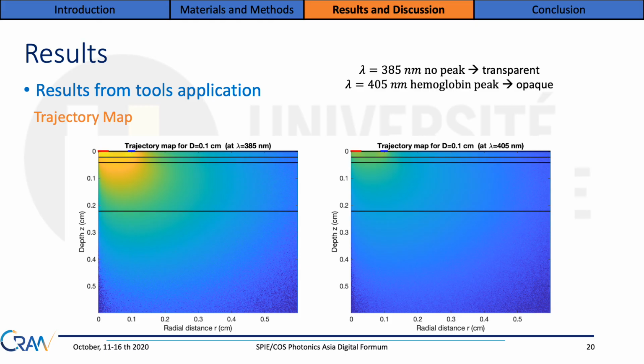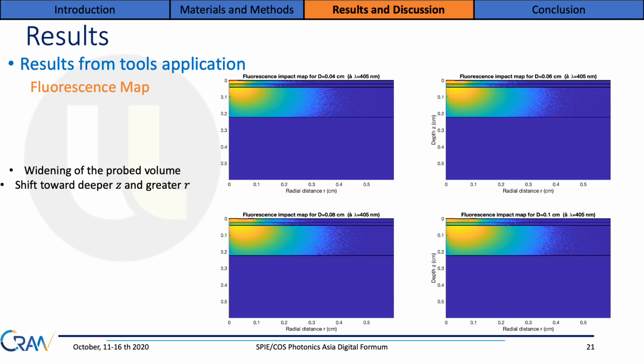We can see that for the more transparent medium on the left, at the wavelength of 385 nanometers, the photons reaching the detector placed at 1 millimeter from the source penetrate more deeply than for its equivalent at 405 nanometers, in the absorption peak of the hemoglobin. For the fluorescence map, we choose here not to compare wavelengths, which we fix at 405 nanometers, but rather to illustrate the impact of source to detector distances. We can notice the shift toward deeper Z and greater R, and the widening of the probe volume when the distance is increasing.